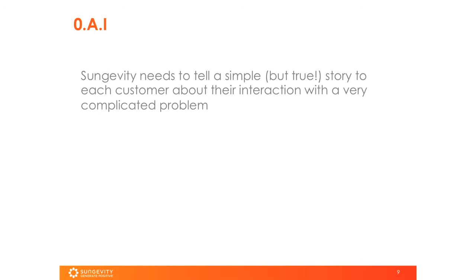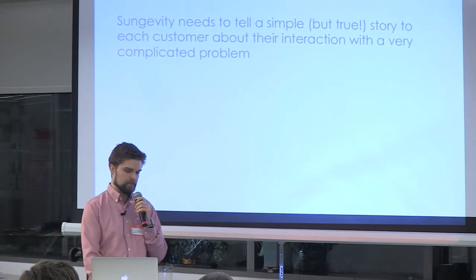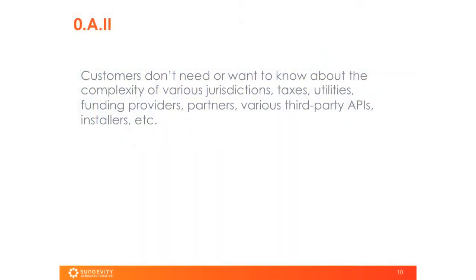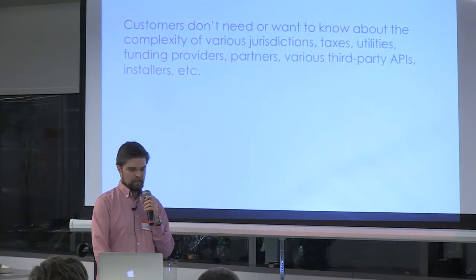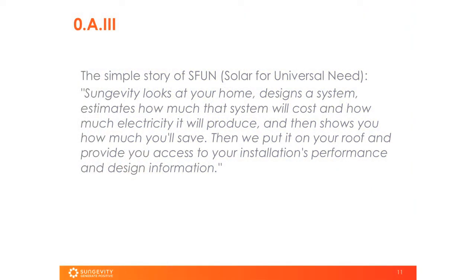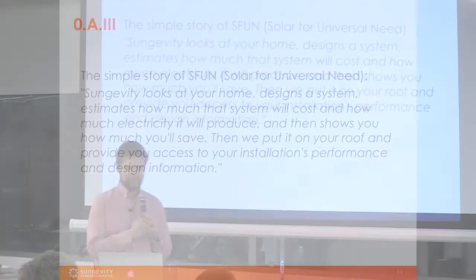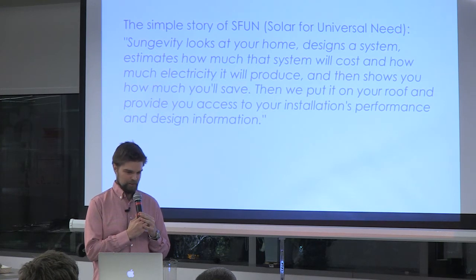Why would we do this? Well, Sungevity needs to tell a very simple story, but a true story, to each customer about their specific interaction with a very complicated problem, which is getting solar on their roof. Customers don't need or want to know about the complexity of the various jurisdictions, the funding products, the taxes, utilities, funding providers, all the kinds of things that they don't need to know or care about. So we want to tell, for every customer, the simple story of solar for universal need, or SFUN. And that's only the first bad acronym I'm going to introduce in this talk.